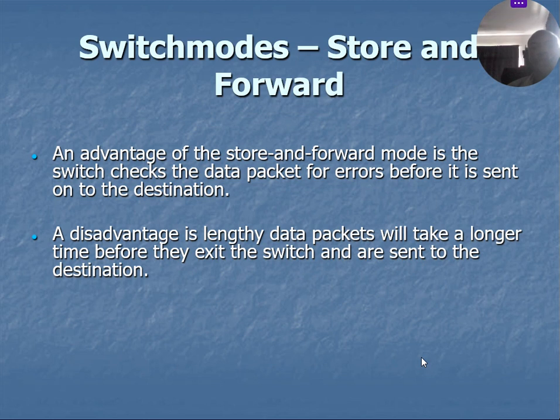Now let's move on quickly for the sake of time. Still on store and forward, what's the advantage of using this mode? One of the advantages is that the switch is able to check the data packet for errors. Because it receives the packet, it checks it. If there's an error, then it will do what it has to do. If there's no error, then it forwards it. So it always checks for errors before it sends the packet to the destination. That's a big advantage of the store and forward mode.